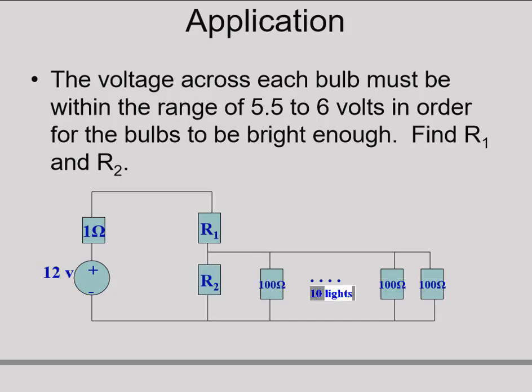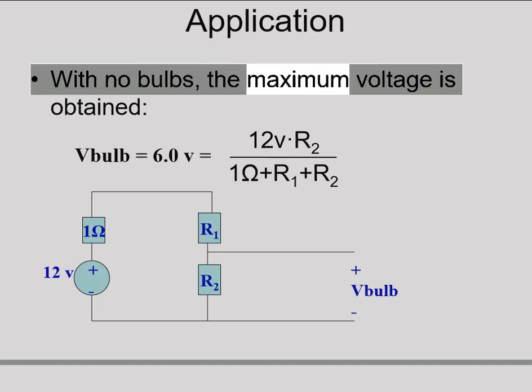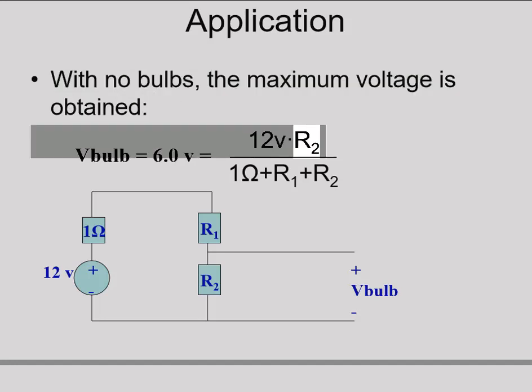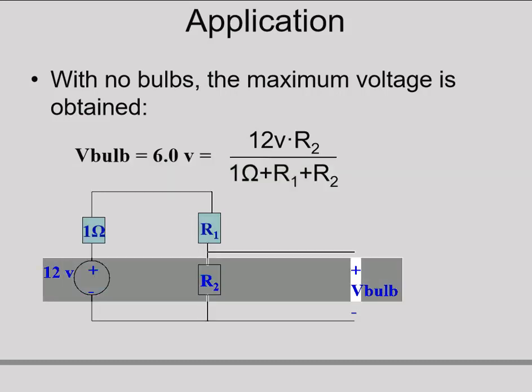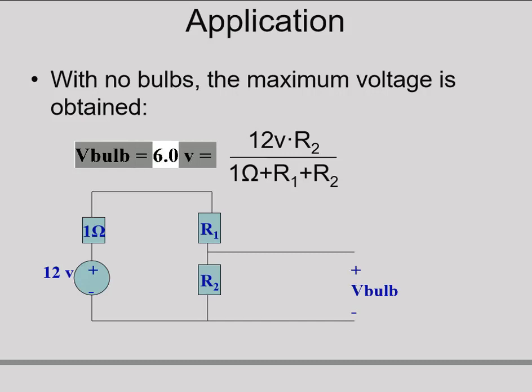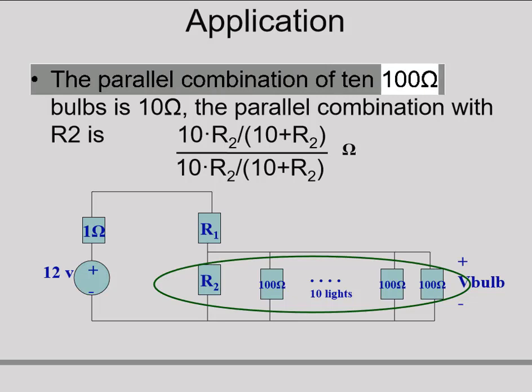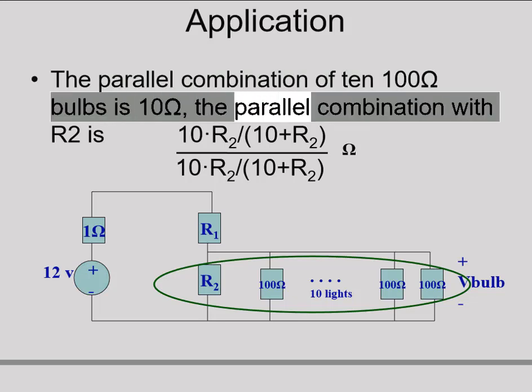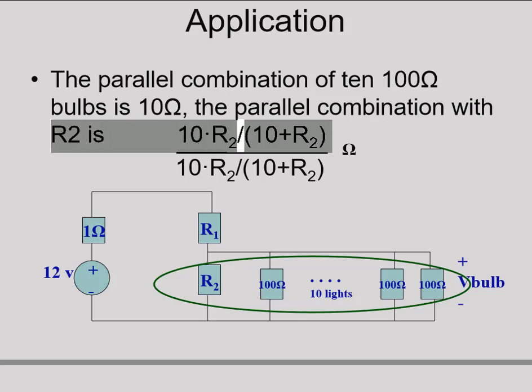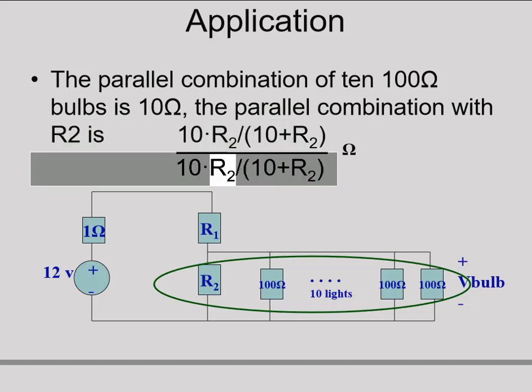Application. With no bulbs, the maximum voltage is obtained: V bulb equals 12 V times R2 over 1 Ω plus R1 plus R2, which equals 6.0 V. The parallel combination of 10 100 Ω bulbs is 10 Ω. The parallel combination with R2 is 10 R2 over 10 plus R2.